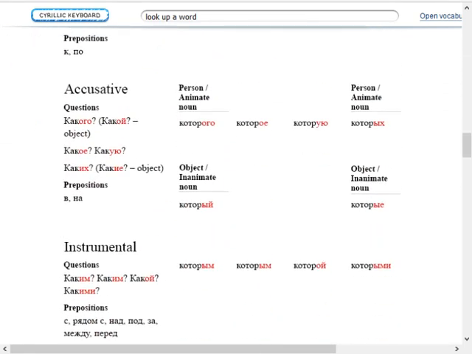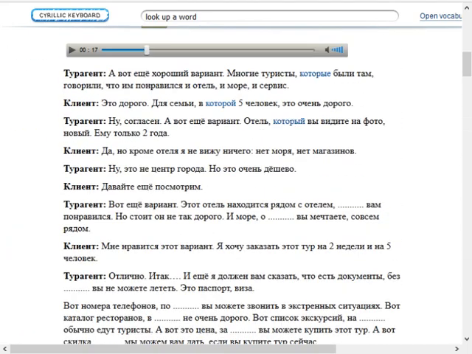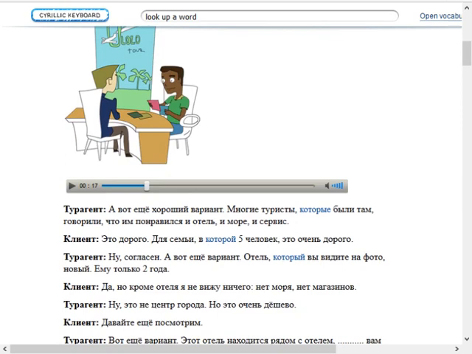So I see it's here, down here, because it's an inanimate noun. Hotel is obviously not a person. It's not an animate noun. It's an inanimate noun. So I believe it's который, because it's accusative inanimate noun. That's the reason why it's in that form. Okay, so the hotel which you see in the photo is new.